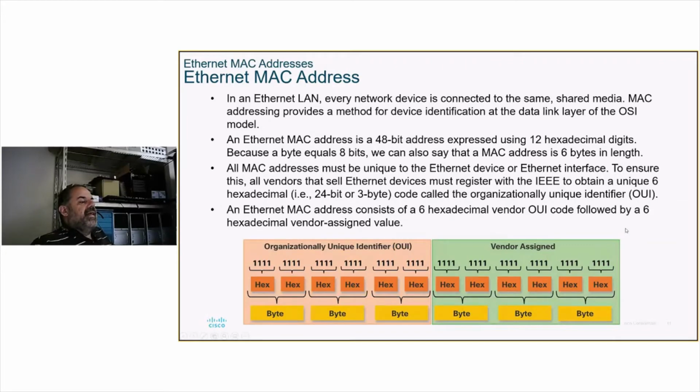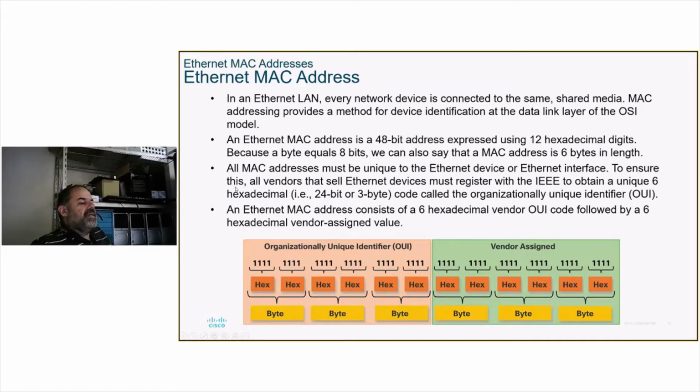In an Ethernet LAN, every network device is connected to the same shared media. MAC addressing provides a method for device identification at the data link layer of the OSI model. An Ethernet MAC address is a 48-bit address expressed using 12 hexadecimal digits. Because a byte equals 8 bits, they also say a MAC address is 6 bytes long. All MAC addresses must be unique to the Ethernet device or Ethernet interface.